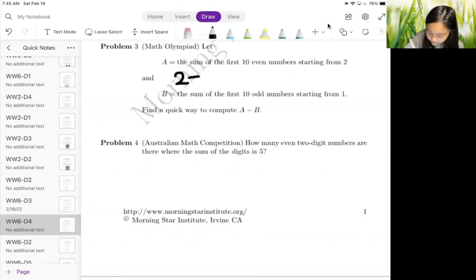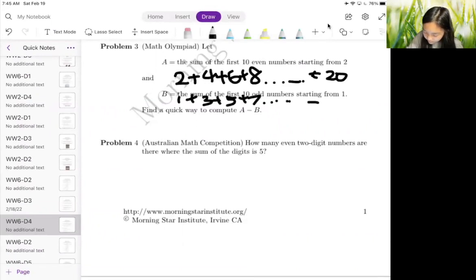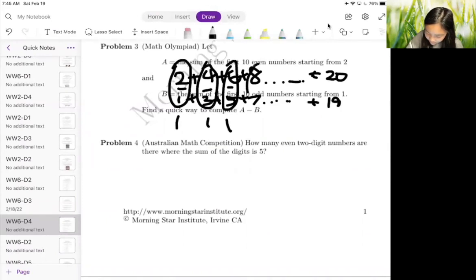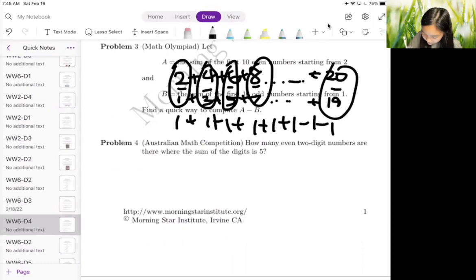A is 2 plus 4 plus 6 plus 8 all the way till 20. And then B is 1 plus 3 plus 5 plus 7 all the way till 19. And so right here you can see that 2 minus 1 is 1, and then 4 minus 3 is also 1, and then 6 minus 5 is 1, 8 minus 7 is 1, and so on. So since there are 10 numbers in total, then there should be 10 ones. So 1 plus 1 plus 1 plus 1 plus 1 plus 1 plus 1 plus 1 equals 10.